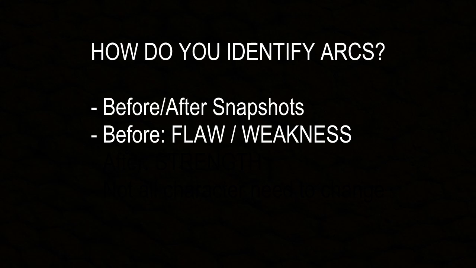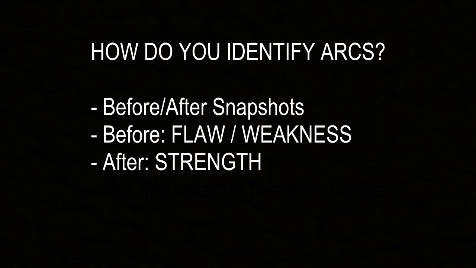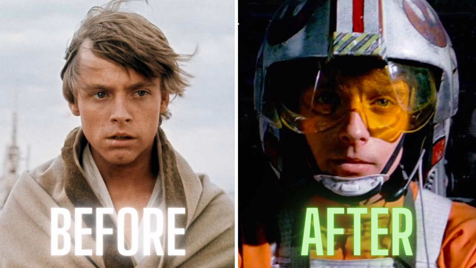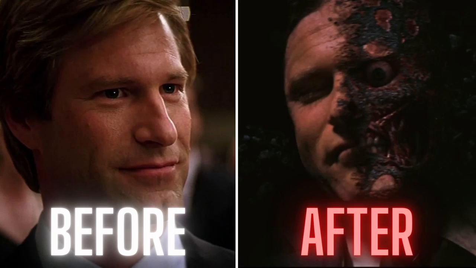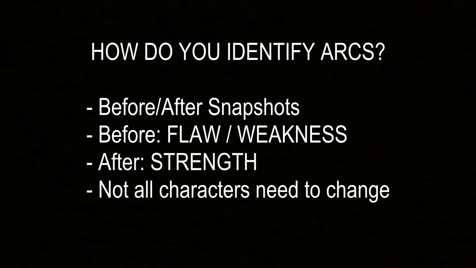And over the course of the story, they have this opportunity to grow toward a strength. And a strength is the opposite of the flaw. Now, not all characters will complete that growth toward the strength. Sometimes you'll have a before and after snapshot where they're miserable at the beginning of the story and they're happy at the end. Other times you'll have a before and after where they're miserable at the beginning and they're dead at the end. So, there's a lot of different possibilities. And I think it's also important to say that not all characters need to change.